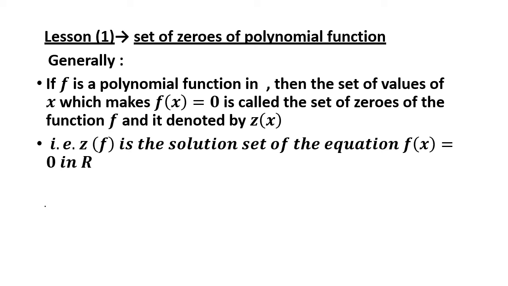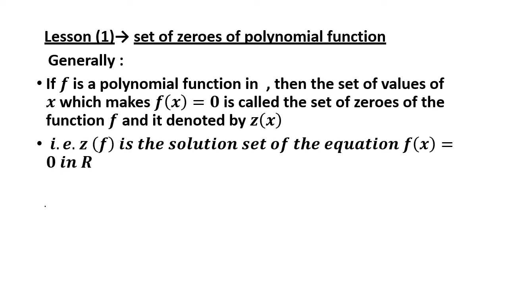Today our lesson is about the set of zeros of the polynomial function. To get the set of zeros of the polynomial function, we must make f of x equal 0. So we want to have the set of zeros of this function. The set of zeros depends on factorizing this equation into two parts, as we studied before about the polynomial function.